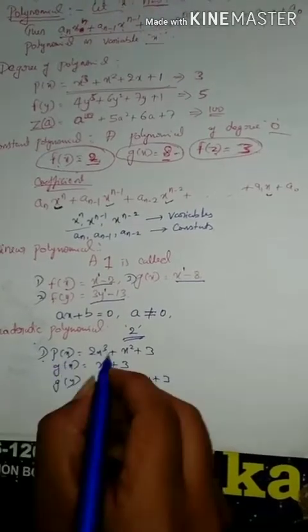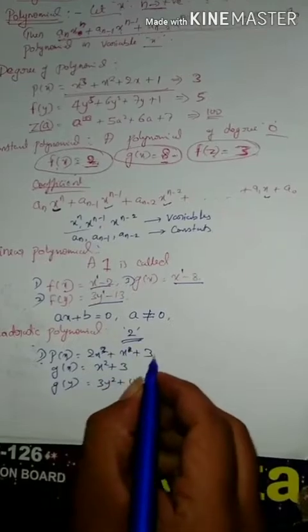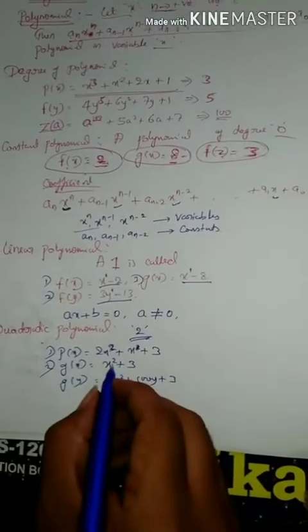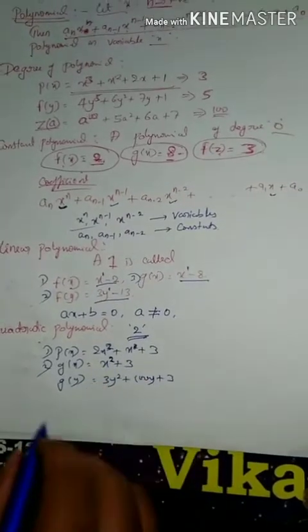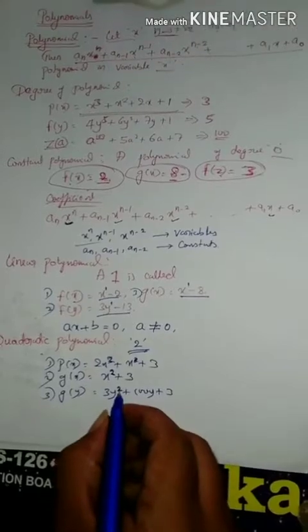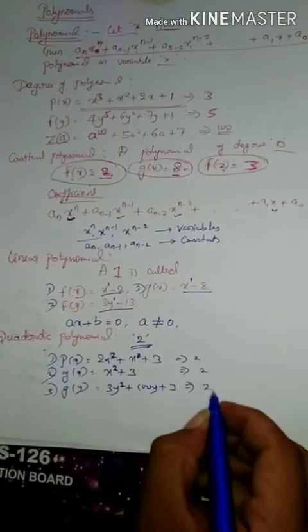In the first example, the highest degree is 2, 2x square plus x plus 3. And in the second example, g of x is equal to x square plus 3, so the highest degree is 2. And in the third example, the highest degree is 2. See here, y square, the highest degree is 2.